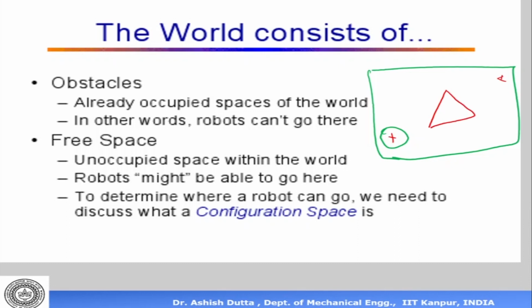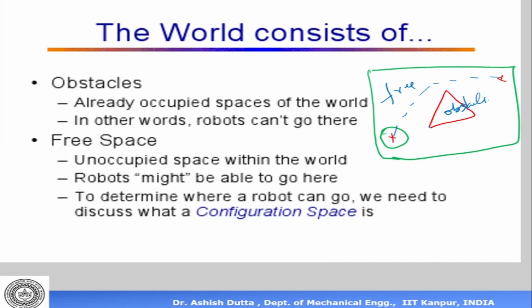Now, what we do is basically define free space. Free space is this area. This is free. The robot can go there. This is obstacle space. Obviously, the robot cannot go inside the obstacle. So we are dividing the world into obstacles and free space, and then I'm finding a path in the free space. So I've divided the environment into free space and obstacle space, and then I find a path.